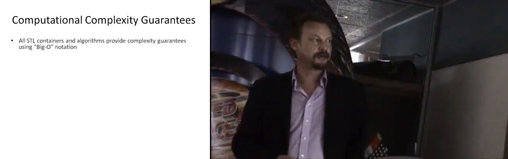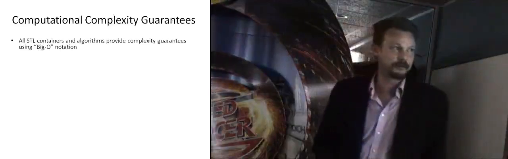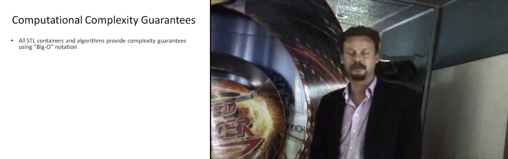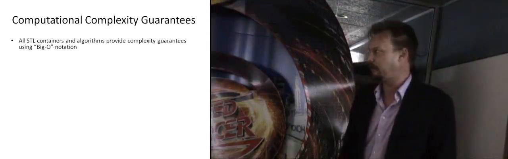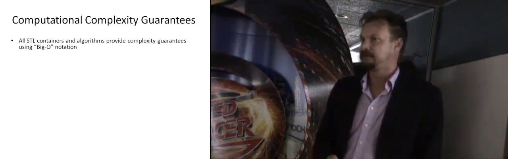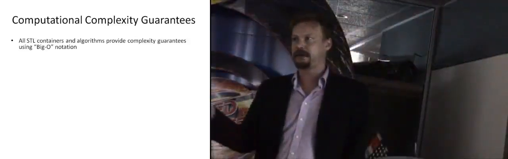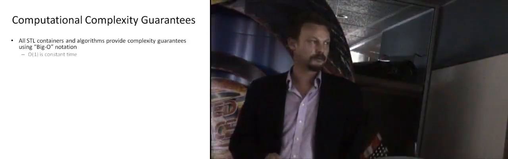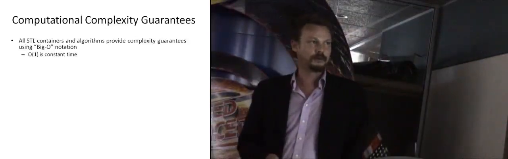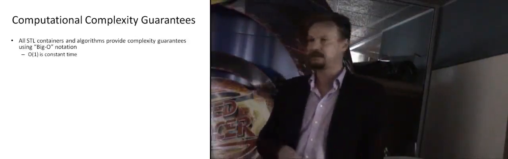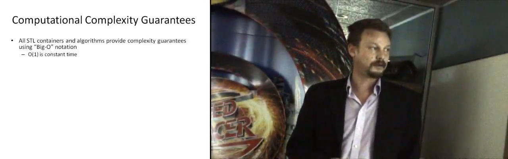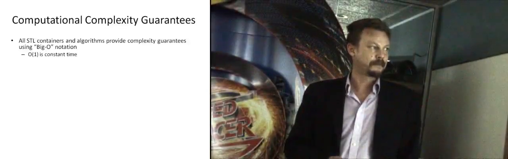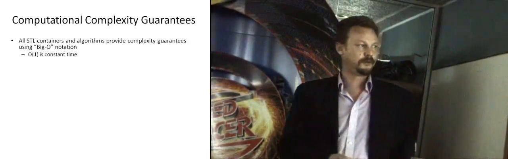So complexity guarantees. All STL containers and algorithms provide complexity guarantees using so-called big O notation. I guess most people here are familiar with big O notation. Should have harkened back to your days at uni. A quick review, and for our intents and purposes, we'll only really need to worry about 3 or 4 different notations. Or one notation with 3 or 4 different uses.